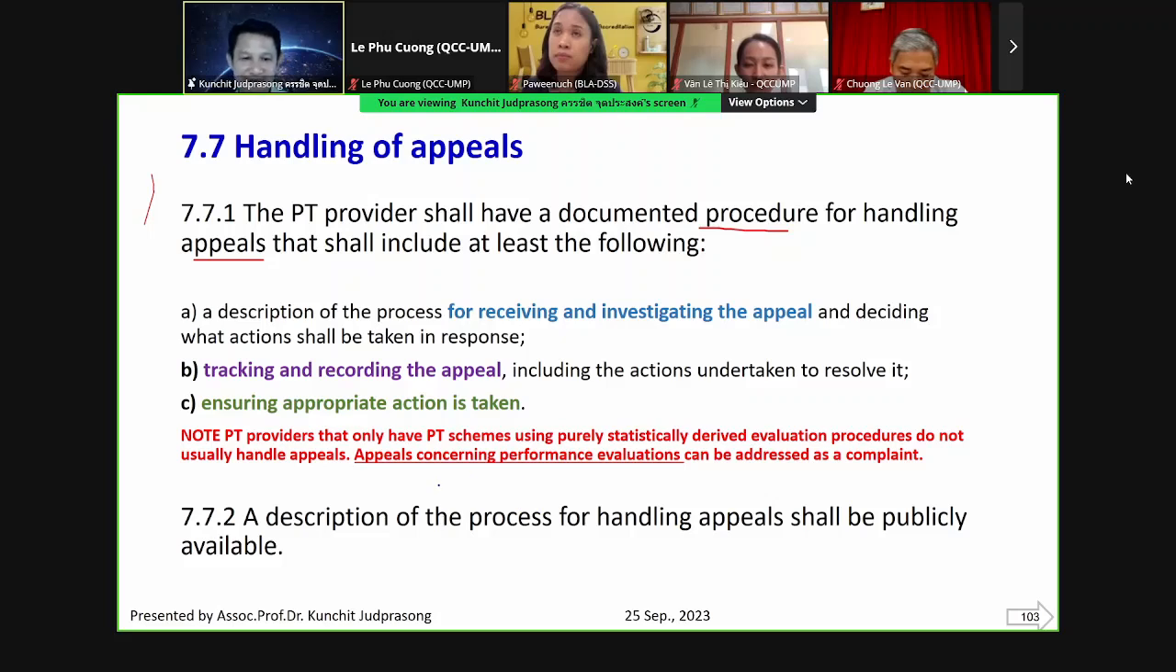Now, if some laboratory complains about why my lab got a z-score over 3, this is not a complaint. They can appeal if they have something wrong, for example, transferred data wrong, or the assigned value is not appropriate. Concerning the previous question in the morning, if they use the homogeneity data for the assigned value, yes, you may get an appeal: why did your lab use the homogeneity data as an assigned value? So this is an appeal that may occur.